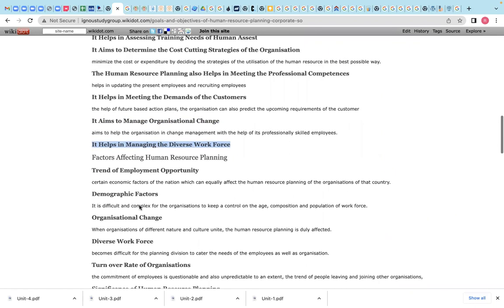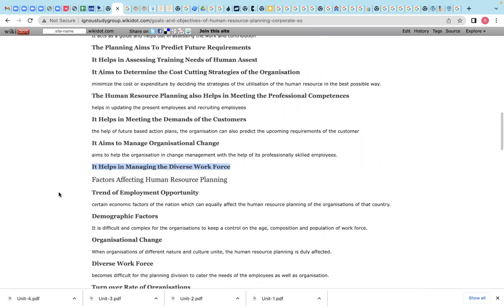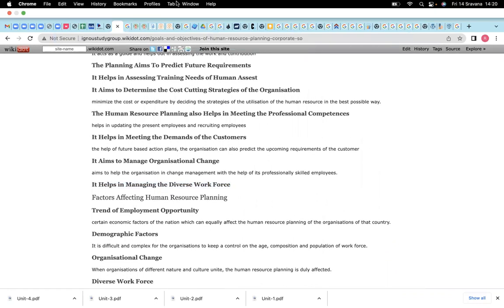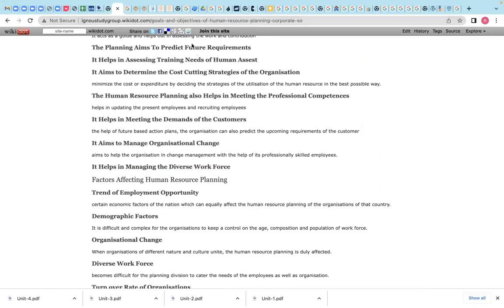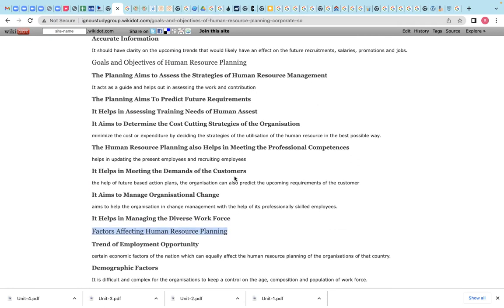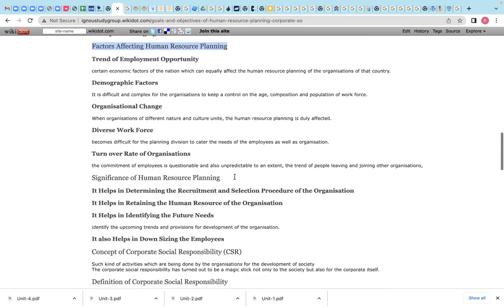Next, managing the diverse workforce. So these are all, I think, whatever we spoke from the goals point of view, Block 1 does have major chunks of data talking about all these things. We have a unit which talks about how exactly diverse workforce need to be managed. We talked about training and needs. We have a unit which covers the training and development aspect, right? And predicting the future needs also we have blocks. So all these things are probably topics in various units in block 1 and block 2. So next, going into factors affecting the human resource planning.